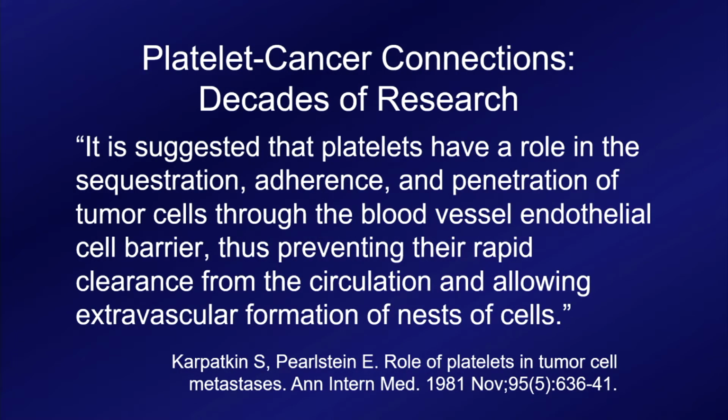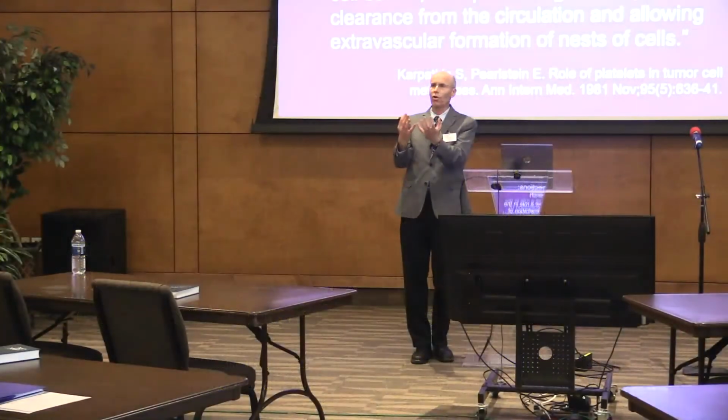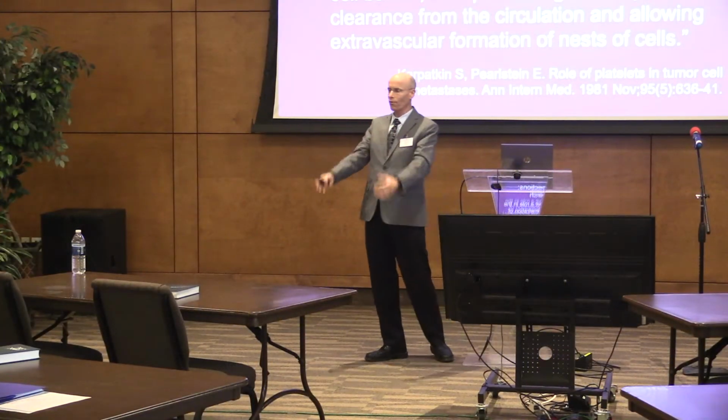Okay, fair enough. It is suggested that platelets have a role in the sequestration, adherence, and penetration of tumor cells through the blood vessel endothelial cell barrier, thus preventing their rapid clearance from the circulation and allowing extravascular formation of nests of cells. Very interesting. What happens is the platelets can actually clump onto tumor cells that have left the tumor, and they can actually sequester or hide the tumor from the immune system.